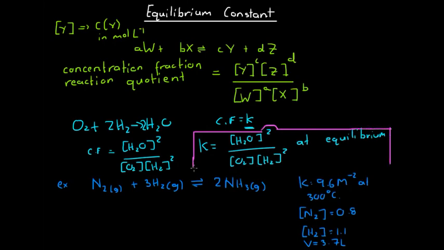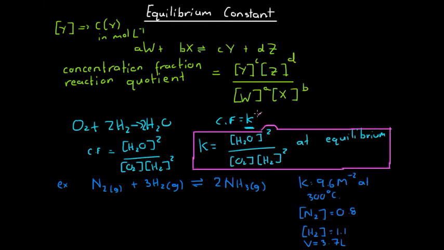So this number K is unique for every reaction. It's unique for every reaction. And it's equal to this expression here, where we've got our products on the top and our reactants on the bottom, when this expression is calculated at equilibrium. So no matter if we start with different amounts of reactants and products, our actual amounts of oxygen, hydrogen, and water once we reach equilibrium will all be completely different. However, our concentration fraction, or our equilibrium constant, will still be the same once we reach equilibrium.